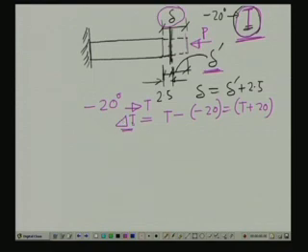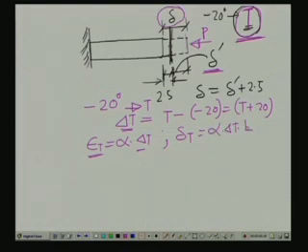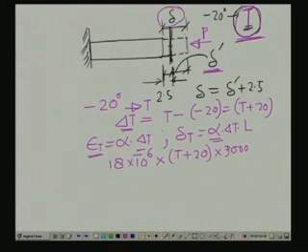Now, as we have seen that strain epsilon T is equals to alpha times delta T, or deformation due to change in temperature, which we have called as delta, is equals to alpha times delta T times the length L. So, in this particular case, the coefficient of thermal expansion, which is given as 18 into 10 to the power minus 6 per degree centigrade, multiplied by change in temperature, T plus 20, times L, which is 3000, the original length 3 meters, is equals to delta, which is delta dashed plus 2.5. So, this is 2.5 plus delta dashed.